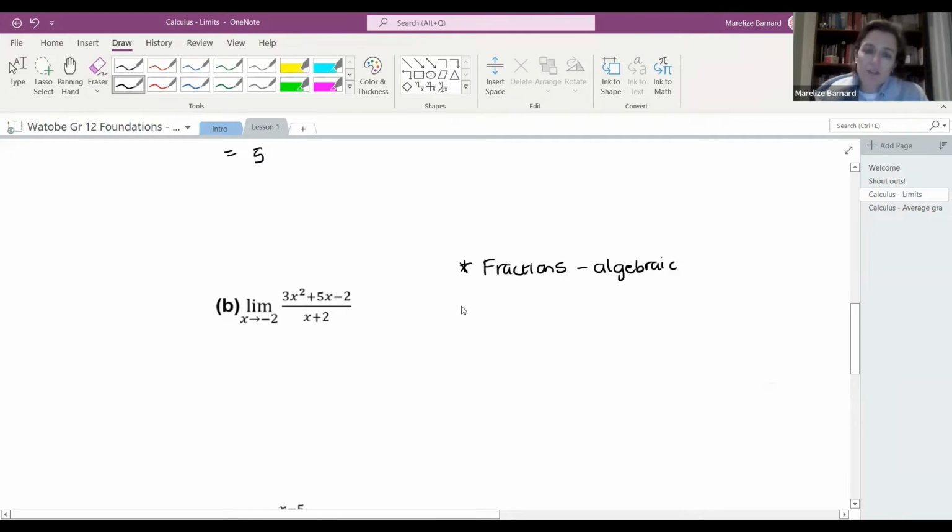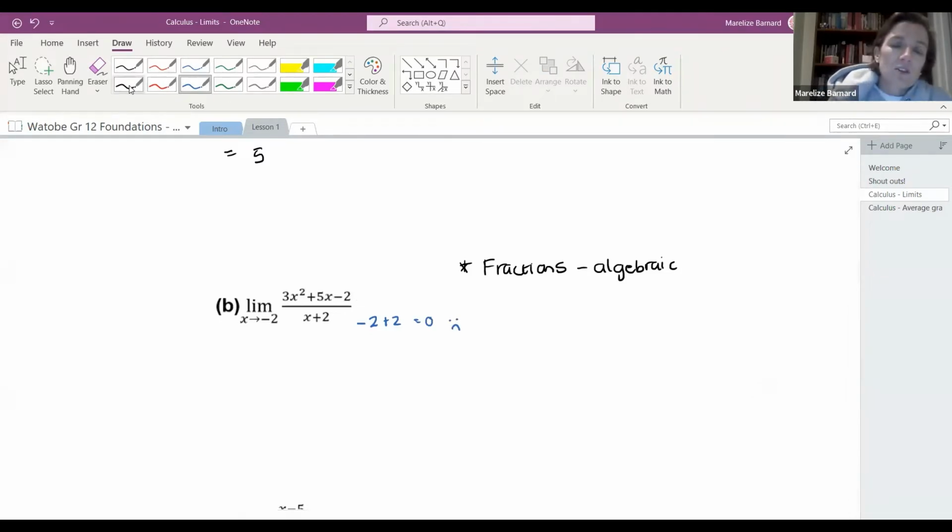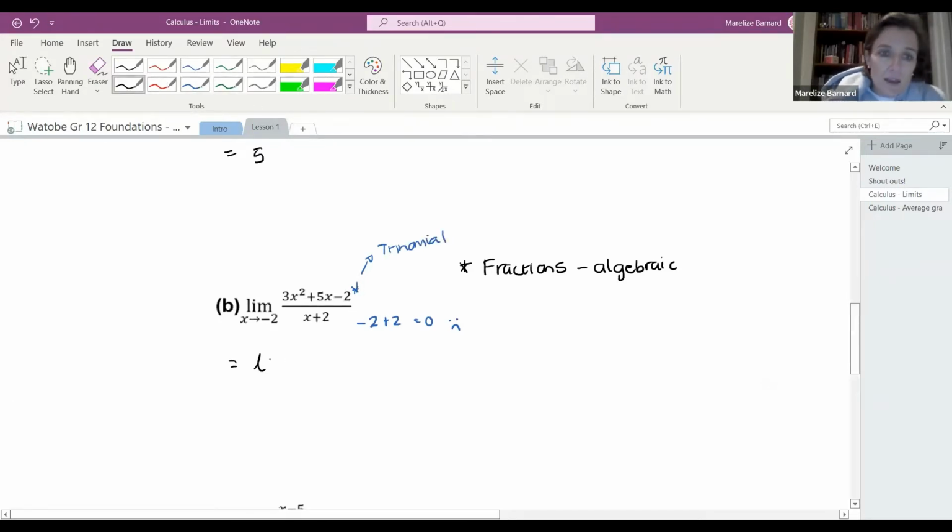So if I now make x equal to -2, this will be +2, and my denominator will equal 0, which will make everything undefined. So I can't do that. I must think of another plan. So the plan here, if we look closely, is that what we've got here is a trinomial. So why don't we try and factorize and see if that makes things a little bit more workable. So the limit as x tends to -2.